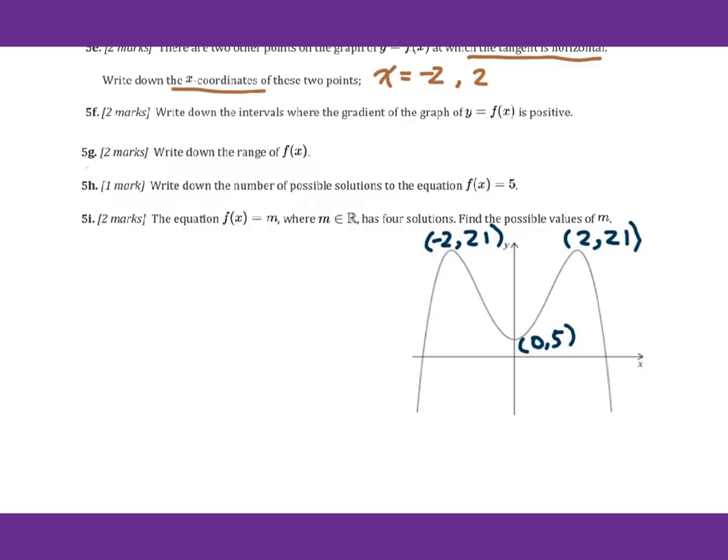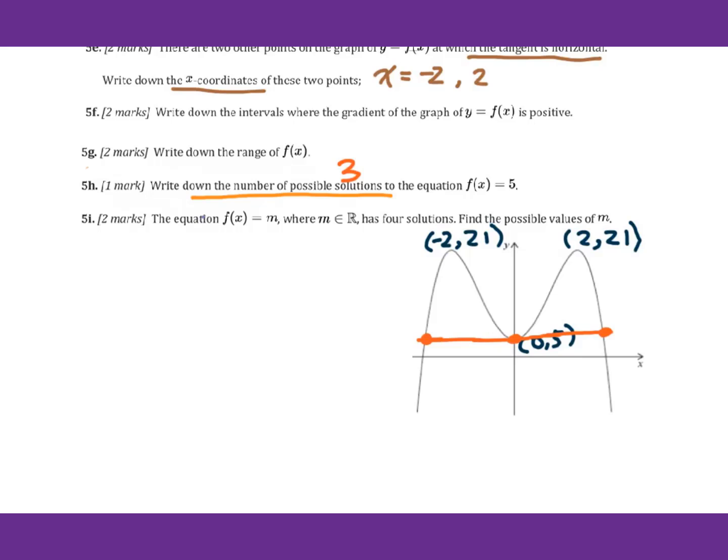Let's go to 5h. Write down the number of possible solutions to the equation f of x equals 5. This is a 5, so we draw a horizontal line. They will cross the graph at 3 intersections. Therefore, the answer will be 3.